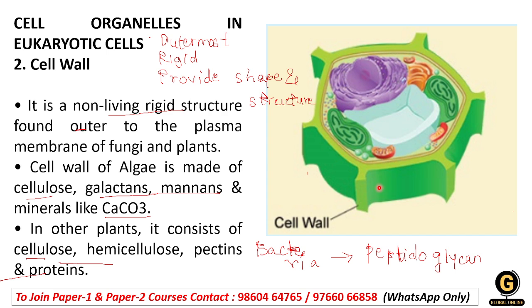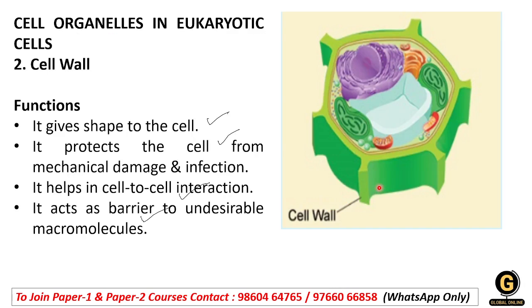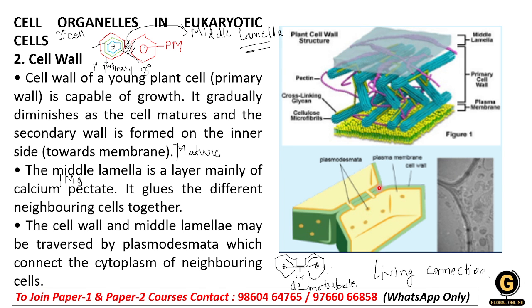Now, then we saw about the cell wall. We studied it as the outermost and rigid layer. It provides shape and structure. In case of plants, it is made up of cellulose, hemicellulose, pectins, and proteins. Whereas in algae, it is made up of cellulose, galactose, mannose, and minerals like calcium carbonate. In case of bacteria, it is made up of peptidoglycan, and in case of fungi, it is made up of chitin or fungal cellulose. Then we saw the three layers of cell wall: primary, secondary, and tertiary.